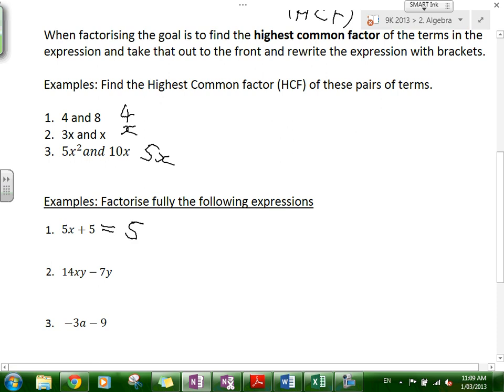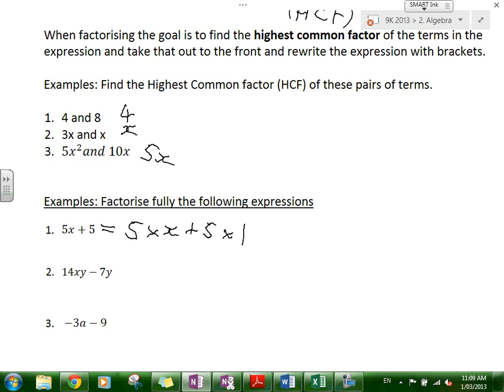We say 5 times x plus 5 times 1. Okay, that's our first step, where we identify that each of these terms has a factor of 5.